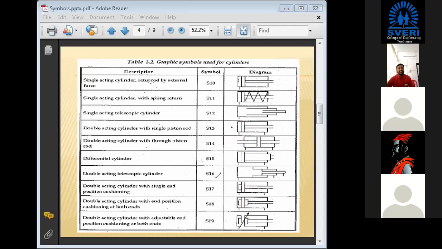There is a slight change in every symbol, and we should know the difference between single acting and double acting cylinders, with a single piston rod or a through piston rod, and with cushioning at one end or at both ends. The differences in the symbols are small. Getting it? I will give you 5 minutes to draw these symbols, so hurry up, please draw all these symbols.